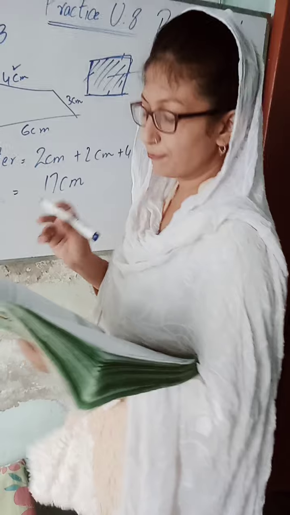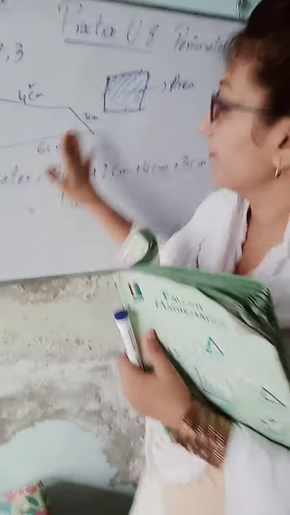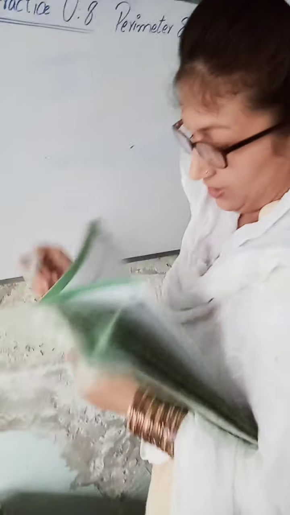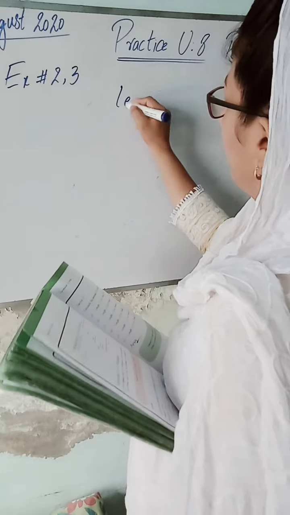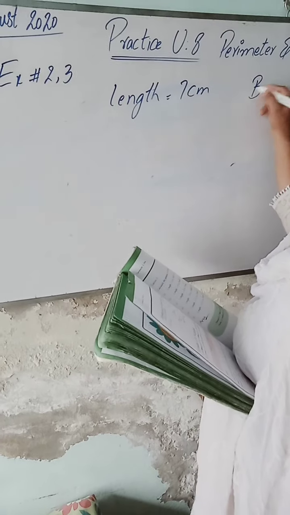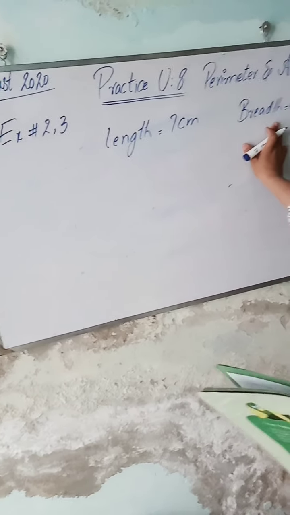And now if we want to calculate the perimeter without a shape, you are just given the measurements of 2 sides and you have to find out the perimeter. So in exercise number 3, you have to find out the perimeter, and the question is given like this: length is equal to 7 centimeter and breadth is equal to 6 centimeter.